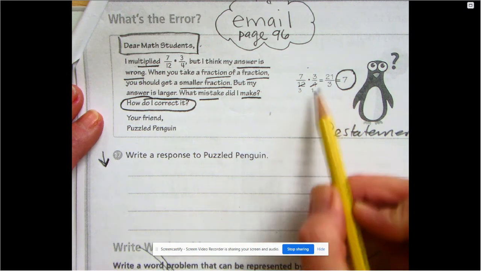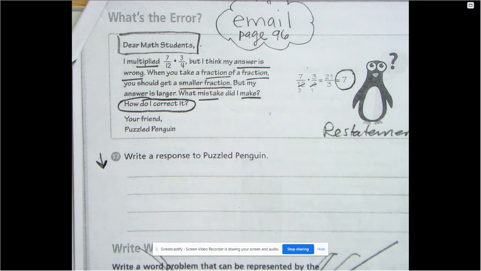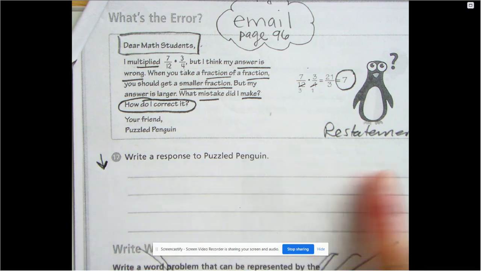So I'm looking at his work, and it looks like Puzzled Penguin tried to do what we did today. Simplify within. Do you see his mistake? Can you explain to him how he can fix it? So you're going to go ahead and write your response. Dear Puzzled Penguin, you're going to tell me what that mistake was and how he can correct that.